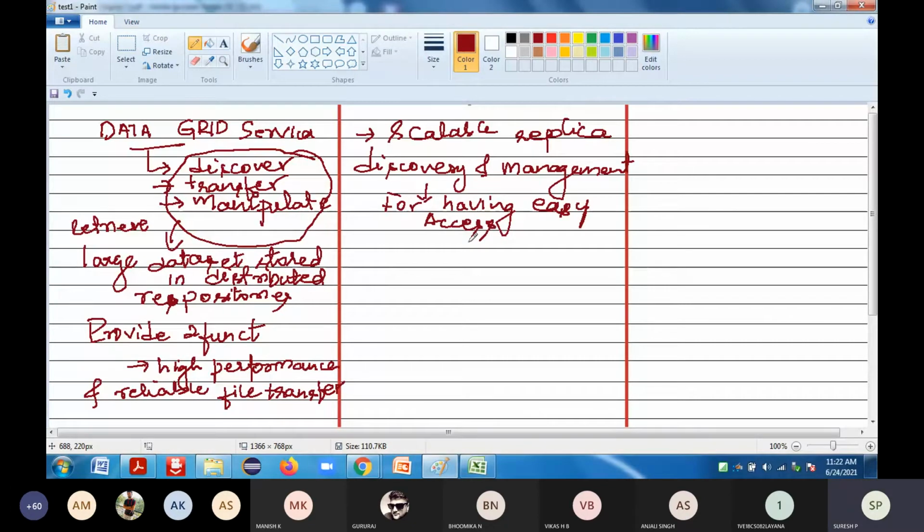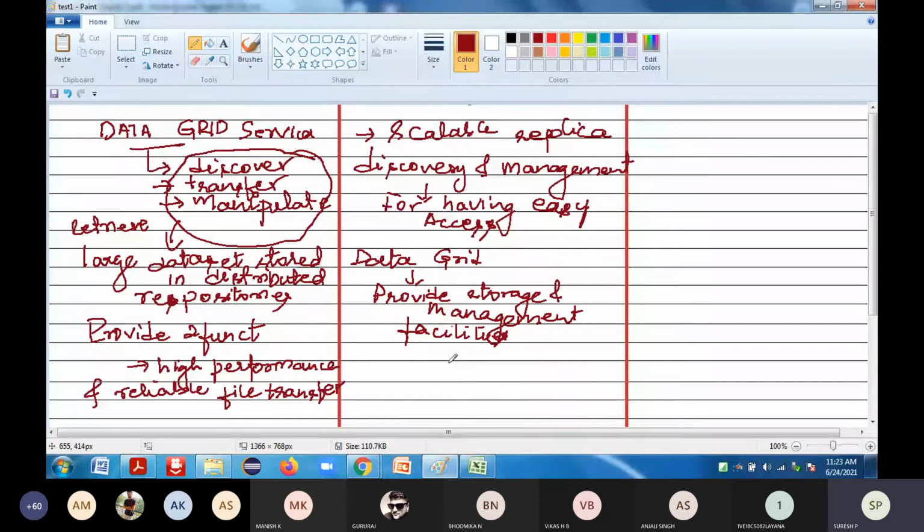Now, apart from this, what is your data grid going to provide you? The data grid provides you the storage and management facilities. It is going to provide management facilities, so that the data you are going to store should be managed.